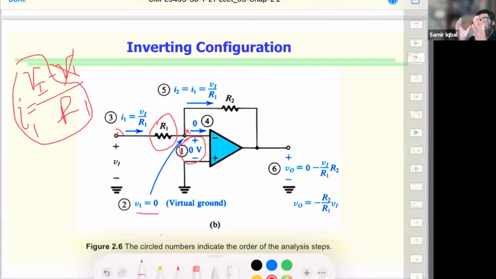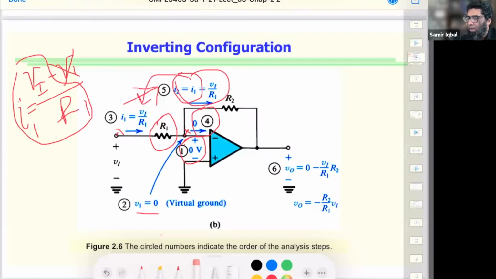Now, an op-amp has infinite input resistance, which means the current cannot go into the op-amp. The whole current is now going to go to R2. So number 4 is that no current can go inside, which means the current through R2 is the same as the current I1 that was flowing in from the signal. And I2 is then equal to the same current that's flowing here. It gets a little bit dirty, but if you have followed me, let me just clean this up a little bit.